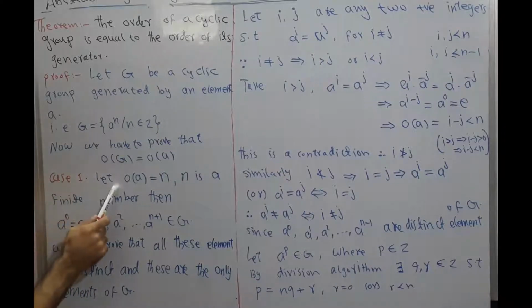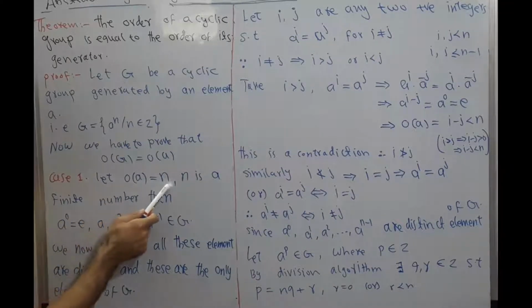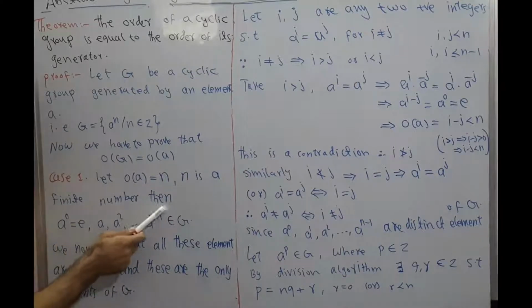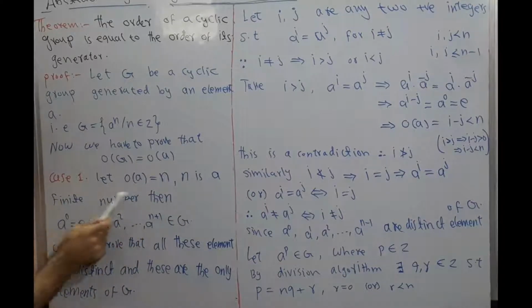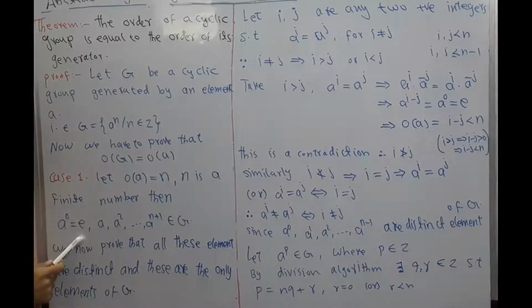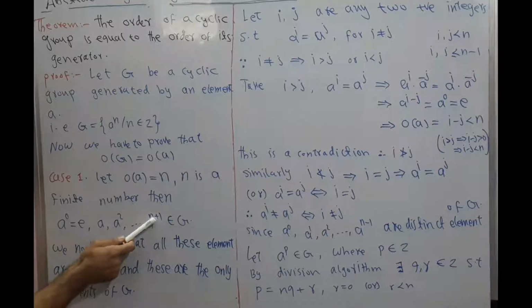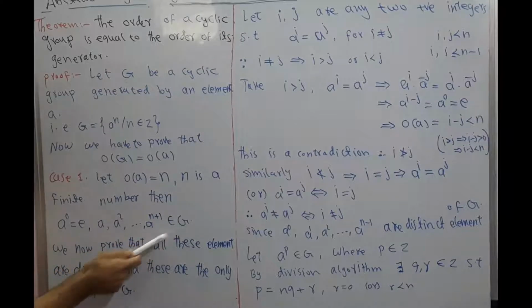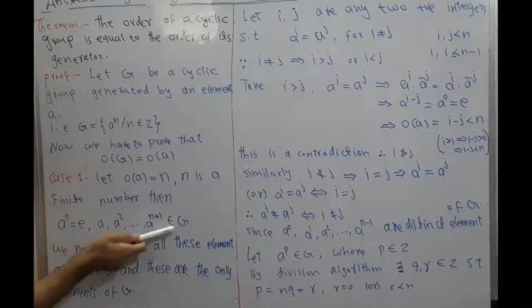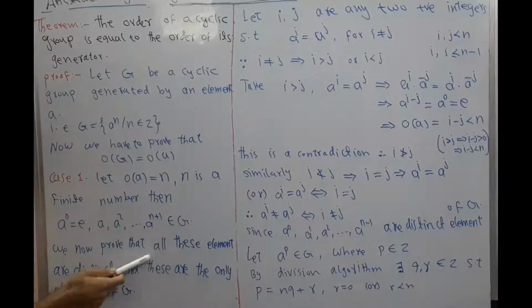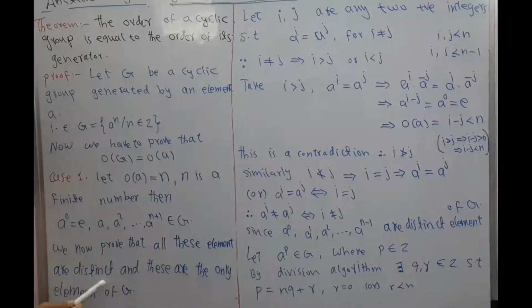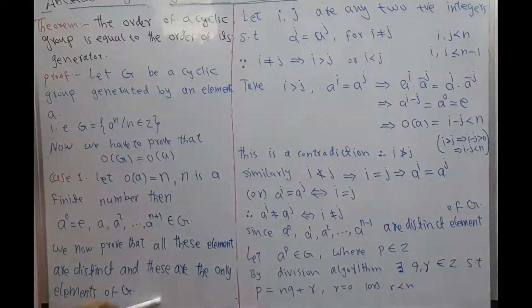Case 1: let the order of a be equal to n, where n is a finite number. Then a to the power 0, a to the power 1, a to the power 2, and so on, a to the power n plus 1, all belong to G, because a is the generator of G and G is a cyclic group. We now prove that these are the only elements of G.